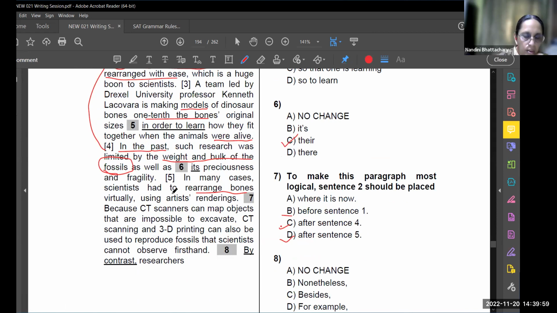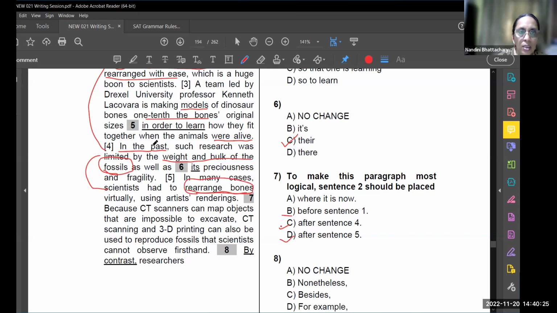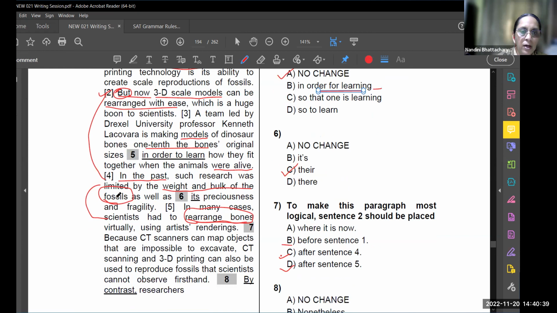Now, if you look at number 5, after sentence 5, in many cases, scientists had to. Okay, now here we come to a little more. Now, 4 talks about in the past, such research was limited by the weight and fragility. In many cases, scientists had to rearrange bones virtually using artist renderings. So does 5 connect to 4? Yes. Right? Okay, now here we are talking about rearranging bones. Now in sentence number 2, apart from but now, what is it saying? 3D models can rearrange with ease. Right? So even though we have in the past but now, sentence 4 and 5 are connected to each other.